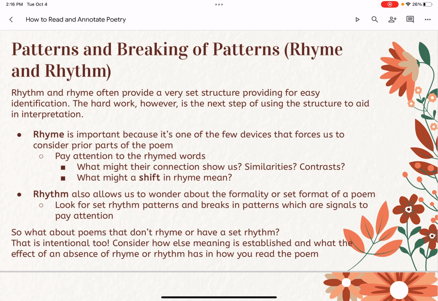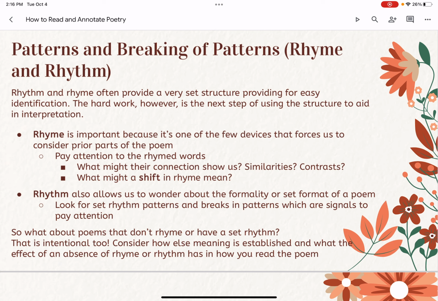It's also connected to the sound of the poem, right? So formalist lens. So pay attention to rhymed words or rhymed lines. What might the connection show us? Are there similarities? Are there contrasts? What might a shift, we're back to shifts, a shift in rhyme mean? Okay. Rhythm. Rhythm allows us to wonder about the formality or set format of a poem.